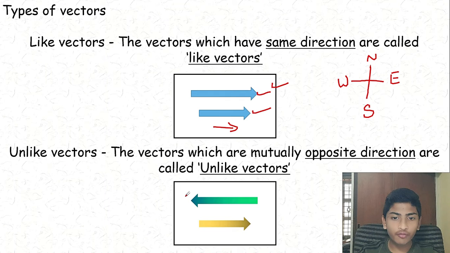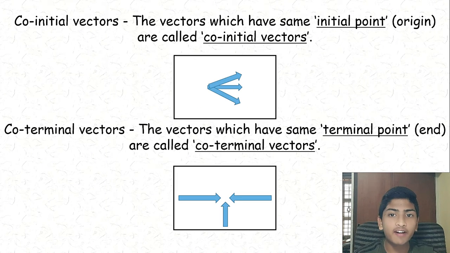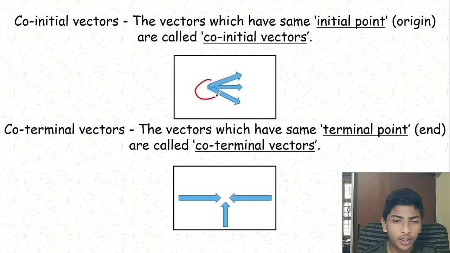Here one vector goes to west and one goes to east, or one goes to north and one to south. Next, co-initial vectors. The vectors which have the same initial point or origin are called co-initial vectors. Here these are three vectors which have the same origin point. The vectors may go in different directions, like this, like this, like this. Irrespective of direction, the origin point should be the same. Those are called co-initial vectors.